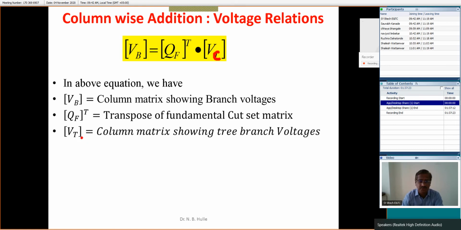This is Vc. It is a column matrix showing the tree branch voltages. It is not the tree branch again; I will correct this later on. Actually, it is cut set voltages. These are the cut set voltages. This Vb is a column matrix showing the branch voltages. Qf transpose is the transpose of the fundamental matrix, and this Vc is nothing but the column matrix showing the cut set voltages. It is cut set voltages.